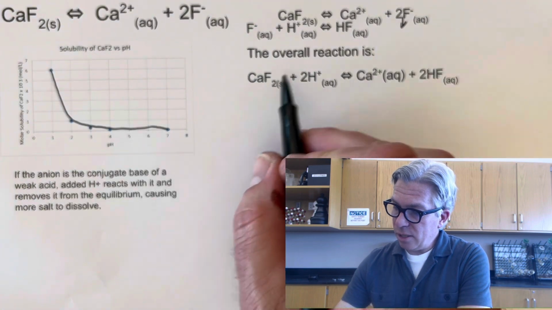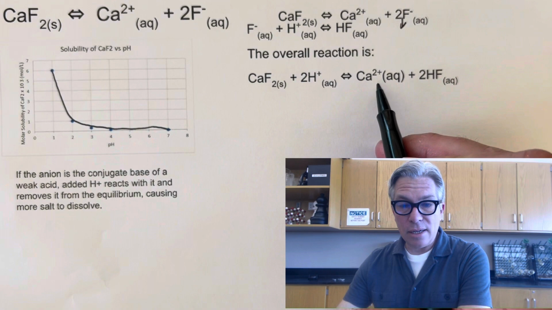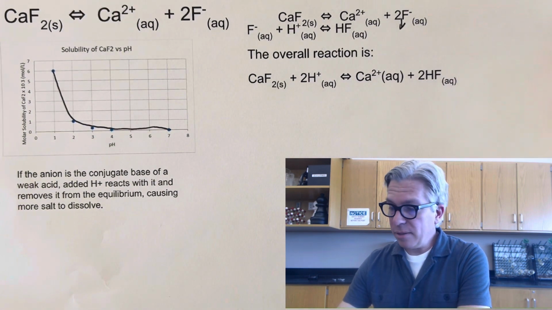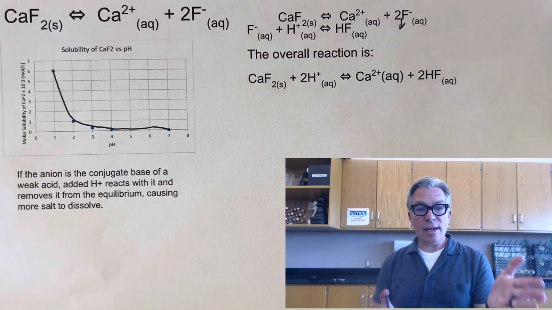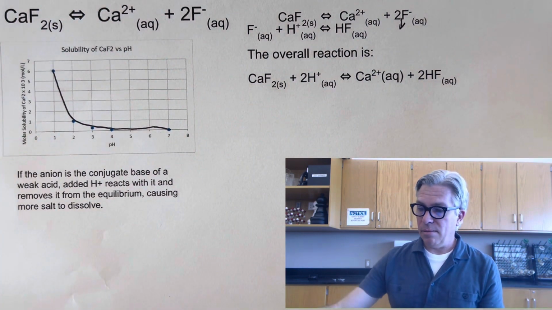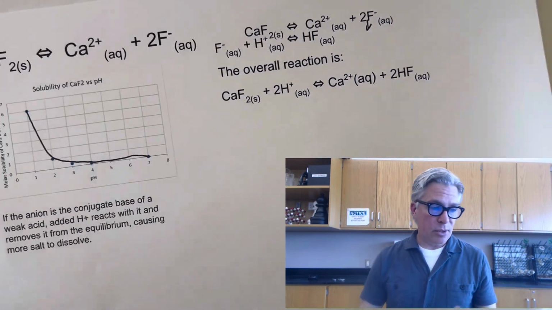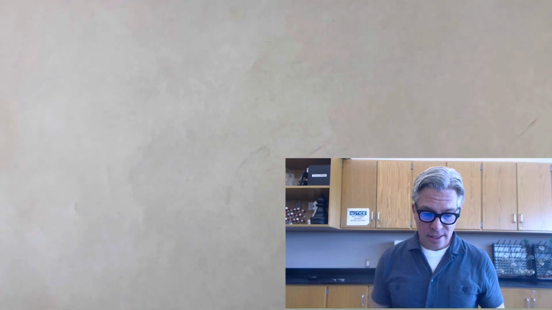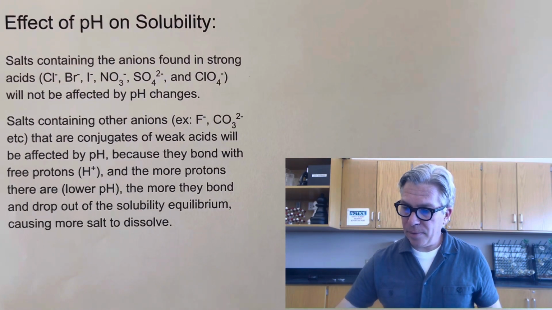And the overall reaction now is calcium fluoride reacting with the acid to make more aqueous calcium ions and a couple of HFs out the other side. So adding an acid to an anion that's the conjugate of a weak acid will cause more dissolving to occur. That's a lot. So if you want to take a moment and process that, that's fine. I did summarize it on the next slide here.